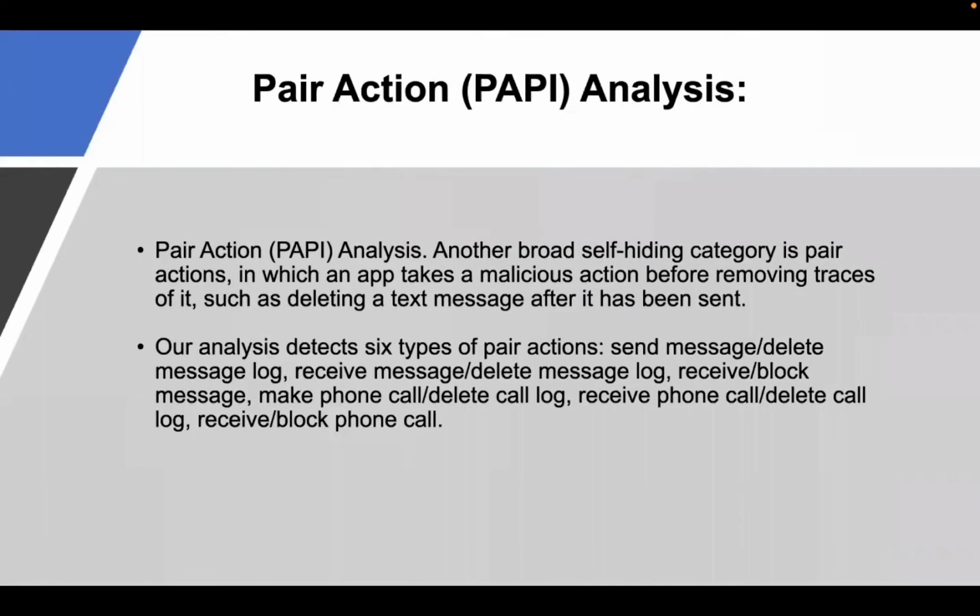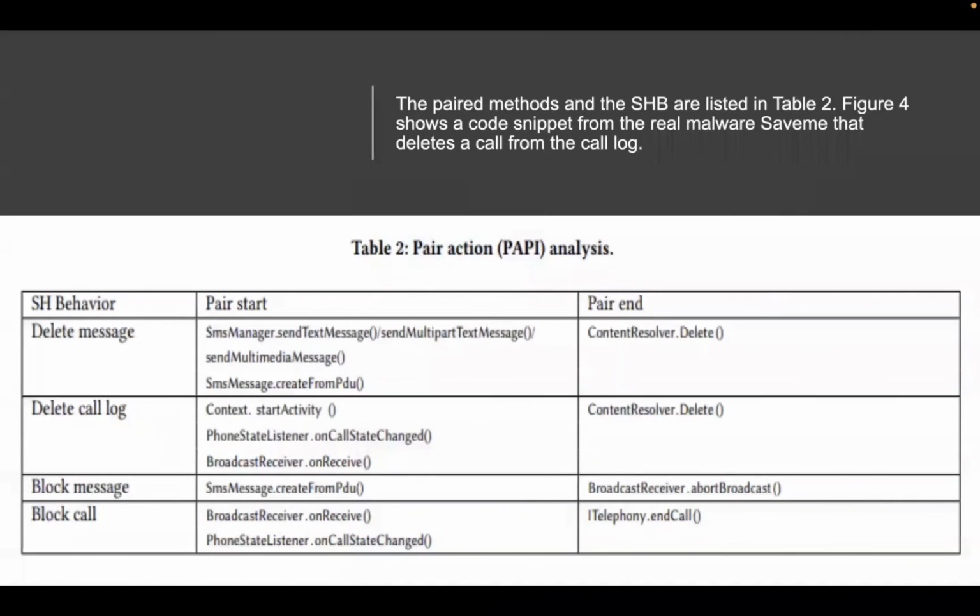Our analysis detects 6 types of actions. They are send message or delete message log, receive message or delete message log, receive or block message, make phone call or delete call log, receive phone call or delete call log, receive block phone call. Our pair action detector uses data flow analysis in a manner similar to taint analysis to see if the data flows from pair start to a pair end.